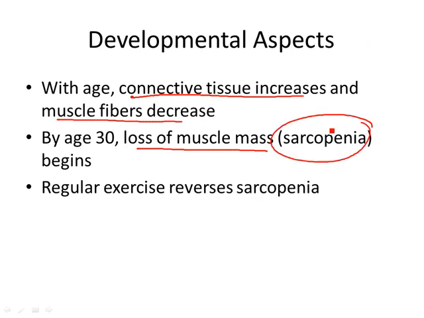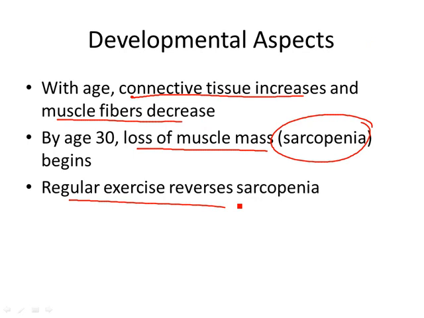Can you stop that? Yeah. What do you do? You exercise. That's why once you reach 30, you've got to continue to exercise to keep your muscle mass. All right? And when you're keeping that muscle mass, you're keeping that force of contraction on your bones. And what are you also preventing when you're putting more force on your bones? Osteoporosis. So these things go hand in hand.